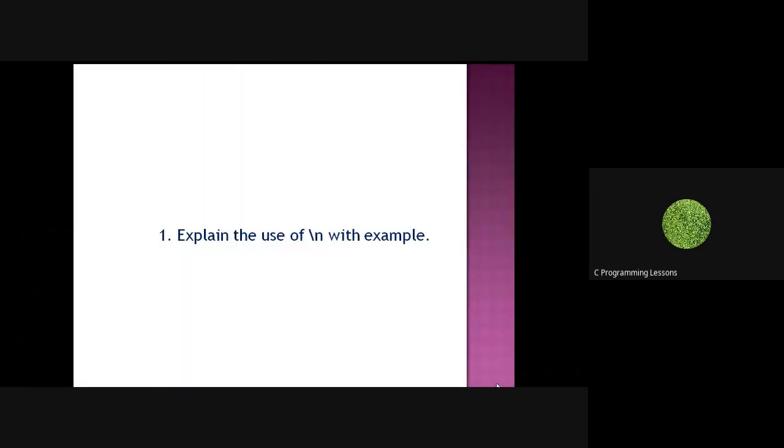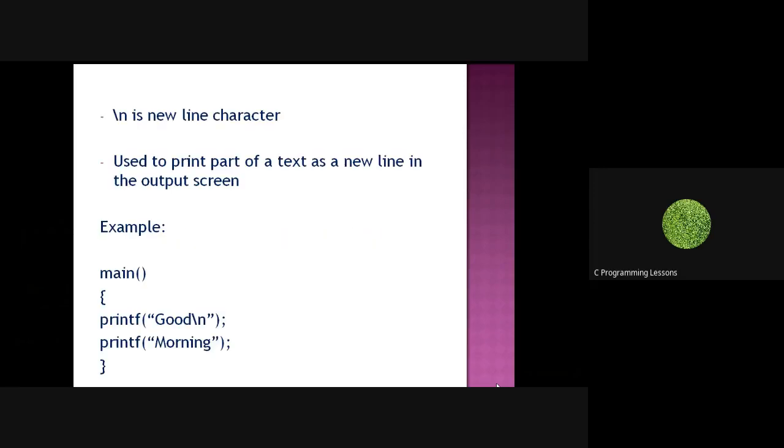Our first question is, what is the \n character? The \n character is the new line character. This is mostly used along with the printf statement. And the purpose of the \n character is to print a part of the text in a different line.